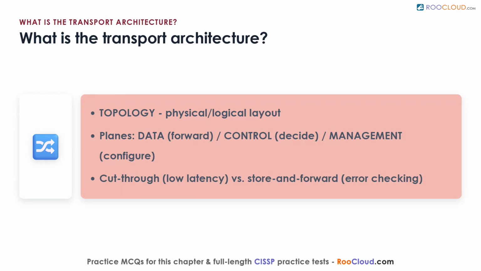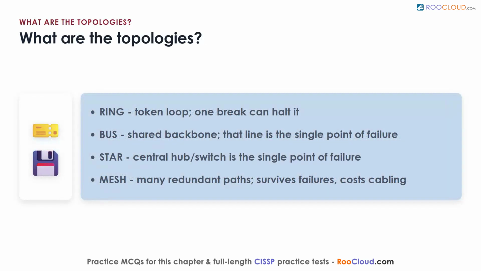Third is a switching choice. Cut-through forwards a frame the instant it reads the destination for low latency, while store and forward buffers the whole frame first for better error checking. Think of a mailroom that either flings each letter onward the second it sees the address, or inspects each one fully before sending it. What are the basic network topologies?